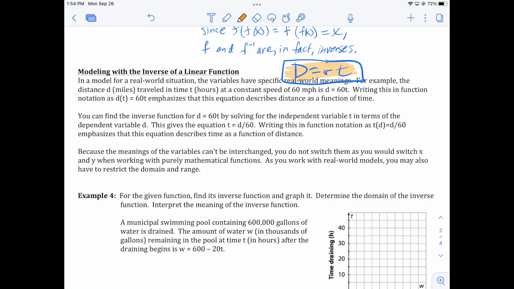You can find the inverse function by solving for the independent variable. Writing in terms of the dependent variable, this gives the equation. Okay, that describes time as a function of distance. Because the meanings of the variables can't be interchanged, you do not switch them as you would switch x and y when working with purely mathematical functions. You may also have to restrict the domain and range.